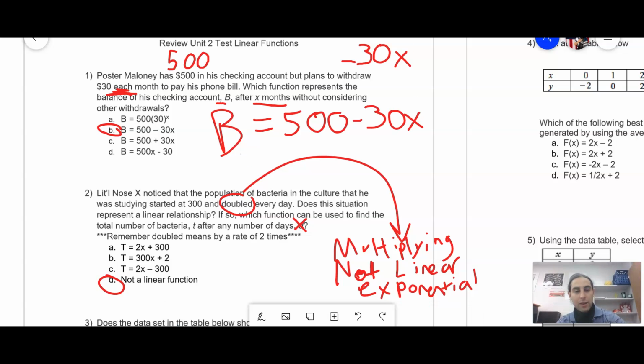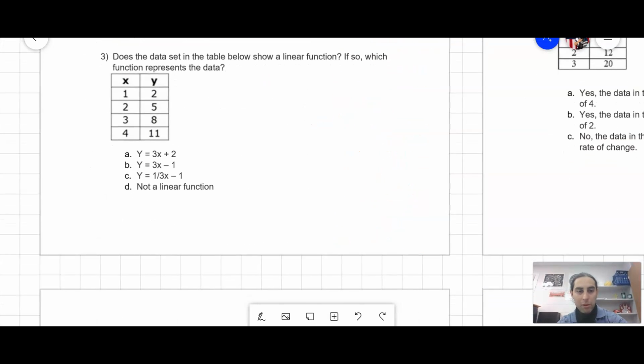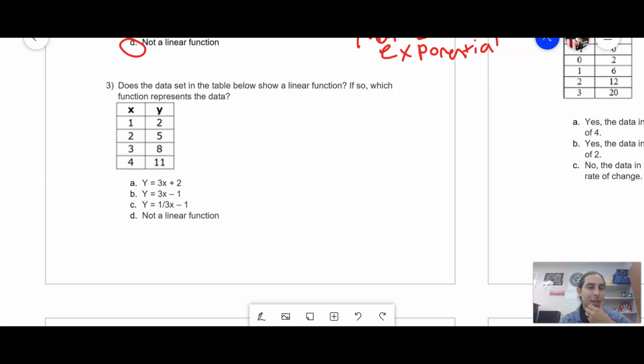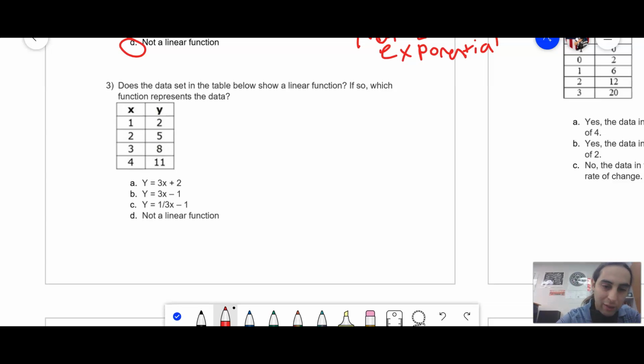All right, let's look at number 3. Does the data set in the table below show a linear function? If so, which function represents the data? All right, let's pick it up.